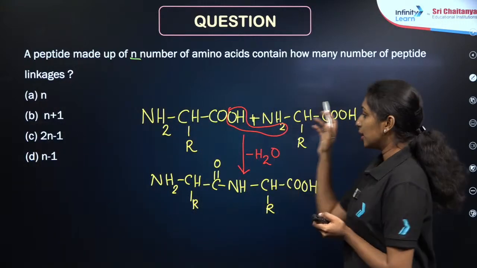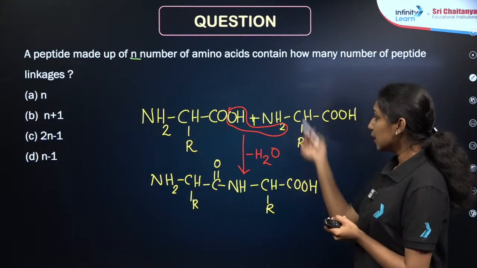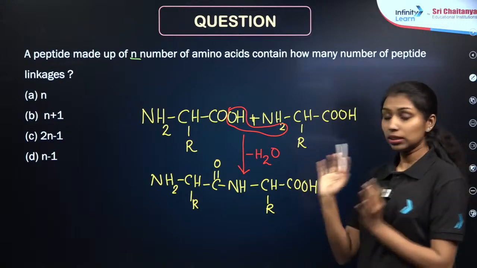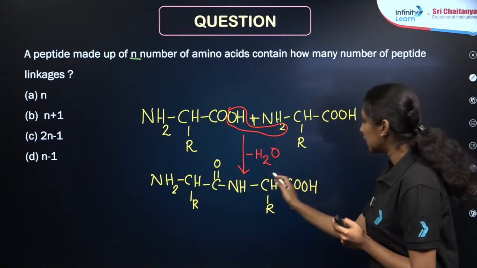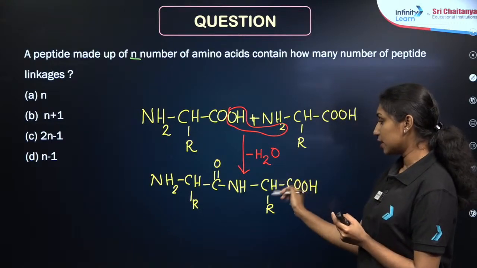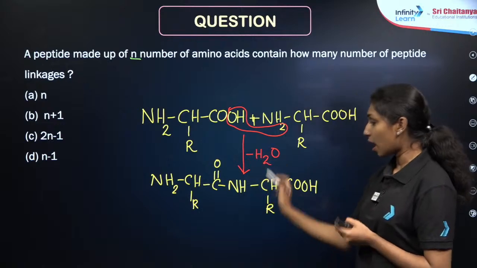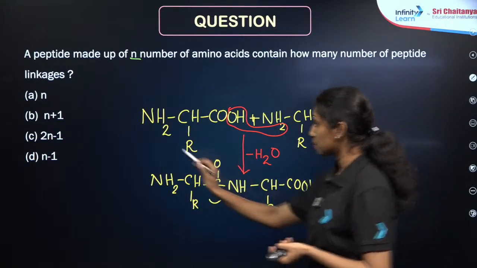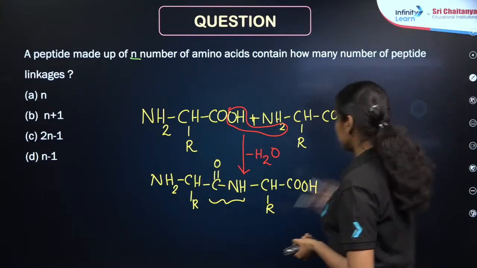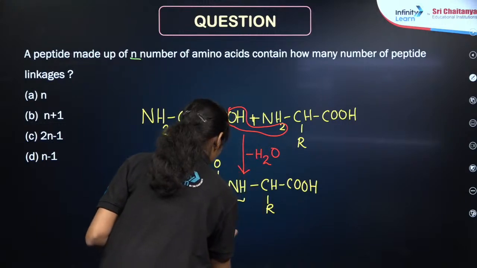The peptide bond is formed between two amino acids by the elimination of a water molecule, right? So there will be a bond, that is the amide bond. This is known as the peptide bond, right? Peptide bond.